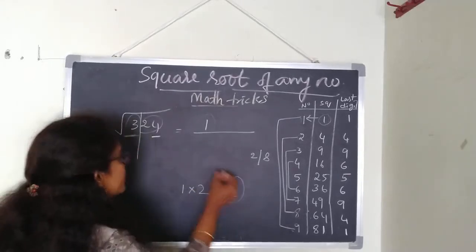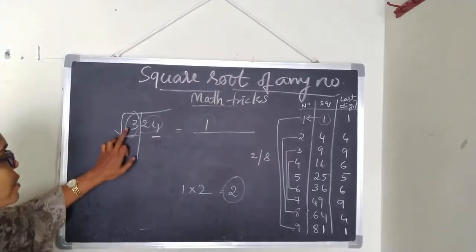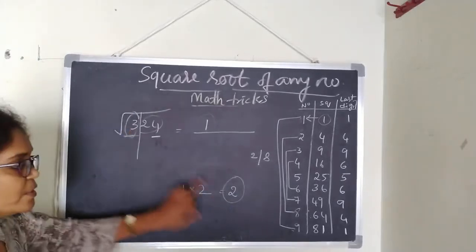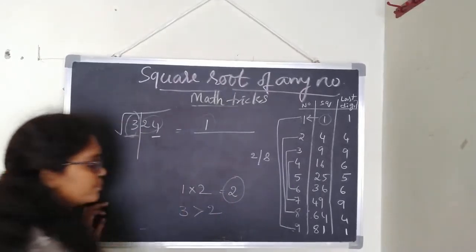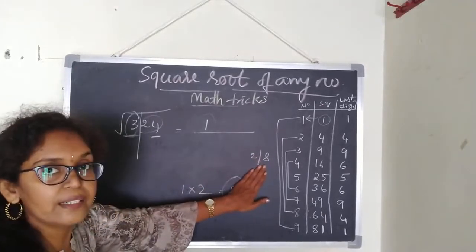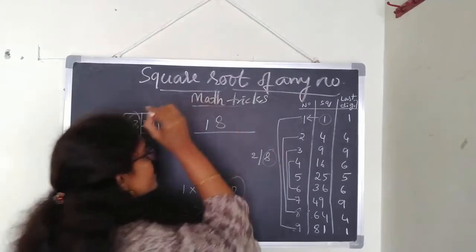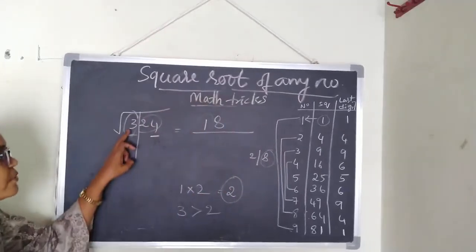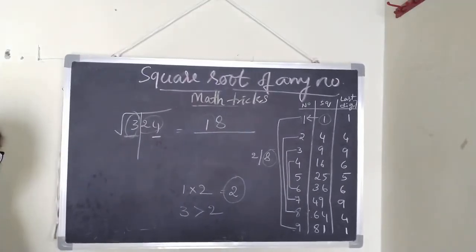Now we have to compare this 2 with the first number of the given question. The first number is 3. So 3 and 2 we have to compare. 3 is greater than 2. In these two numbers, which is the greater one? 8 is the greater one. So our required answer is 18. So the square root of 324 is 18. Understood?